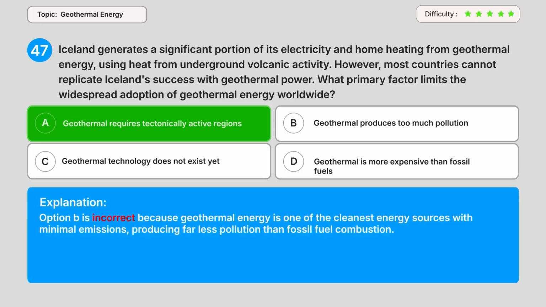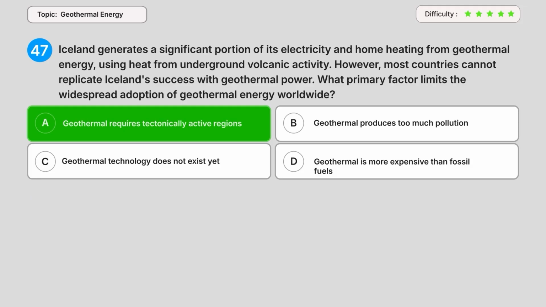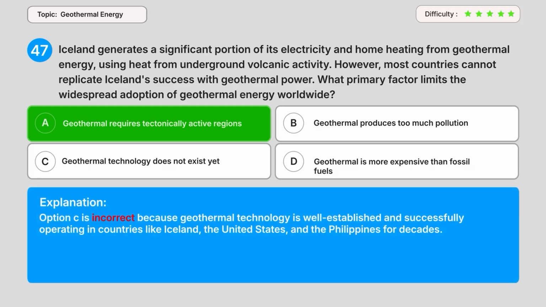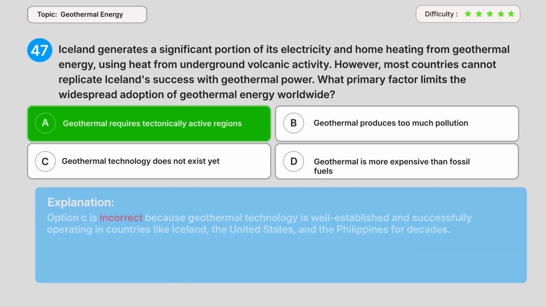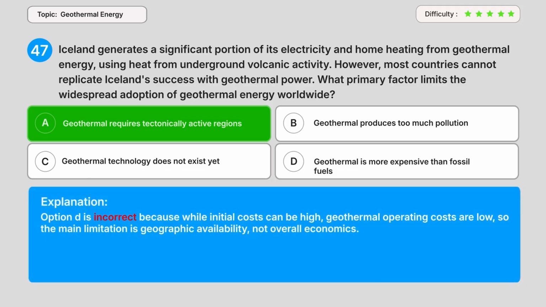Option B is incorrect because geothermal energy is one of the cleanest energy sources with minimal emissions, producing far less pollution than fossil fuel combustion. Option C is incorrect because geothermal technology is well established and successfully operating in countries like Iceland, the United States, and the Philippines for decades. Option D is incorrect because while initial costs can be high, geothermal operating costs are low, so the main limitation is geographic availability, not overall economics.